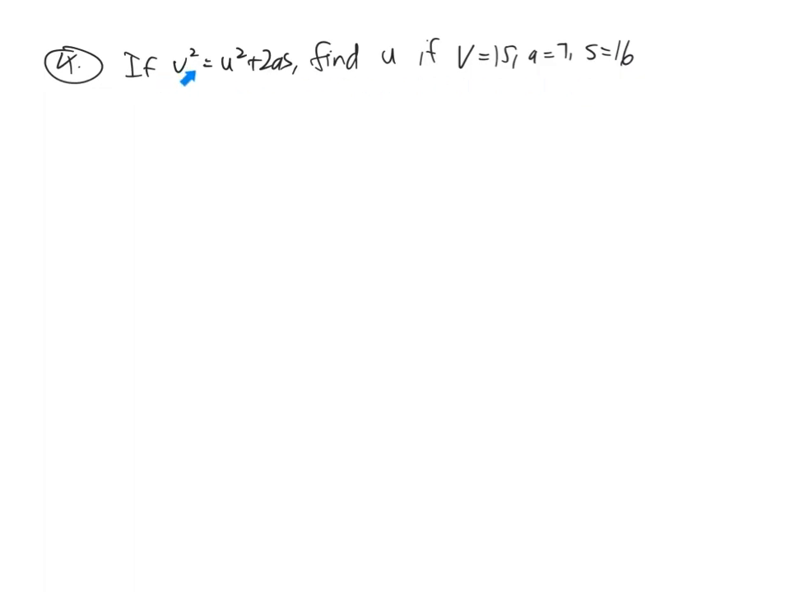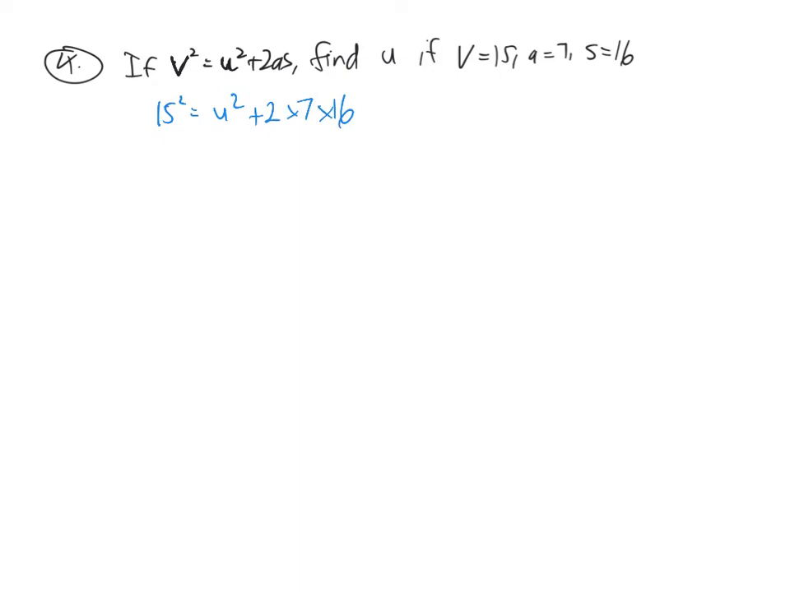So if v squared equals u squared plus 2as, find u if v equals 15, a equals 7, and s equals 16. When doing these, just make sure your v's and your u's look different. So that's a v, that one there is a u. Okay, let's sub in. So 15 squared equals, we don't know u, so u squared, plus 2 times 7 times 16.